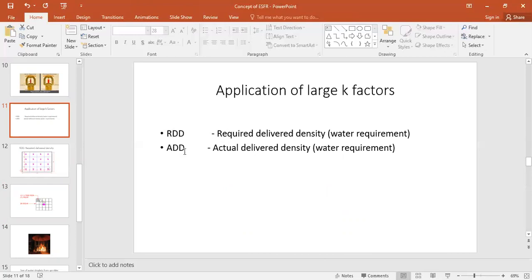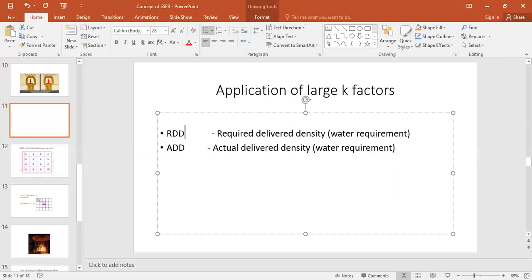So what is ATD? ATD is, during the time of fire, when one sprinkler gets activated, exactly how much water will be delivered on the floor, on the fire. That is ATD, the realistic scenario. This is the demanded value, and this is the realistic scenario. Please keep in mind, the relation between these two terms will play the major role for ESFR sprinklers.